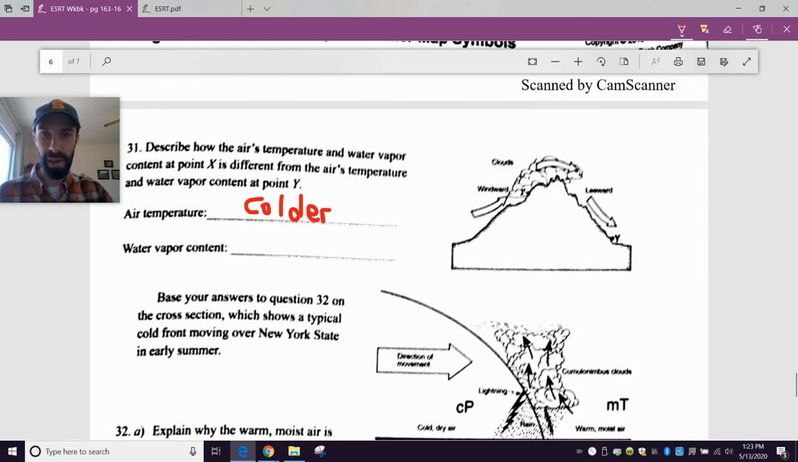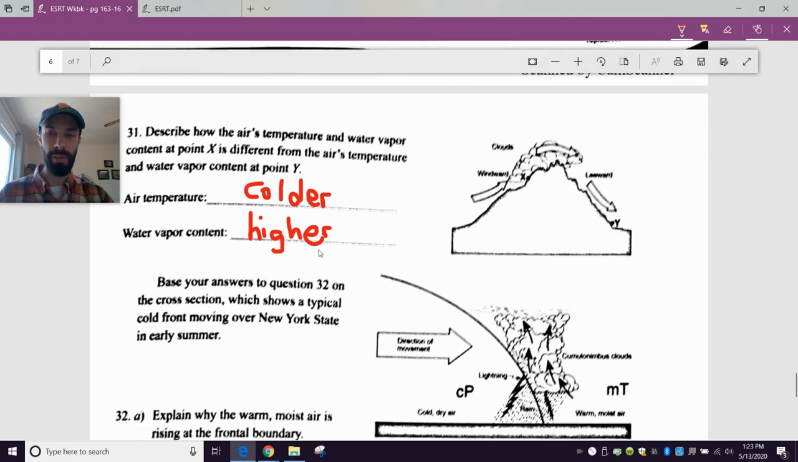Condenses, forms clouds, precipitates, lots of rain over here. So water vapor content is much higher. It's wetter conditions. It's really rainy all the time. Think Seattle is the windward side, okay? So higher water vapor content.